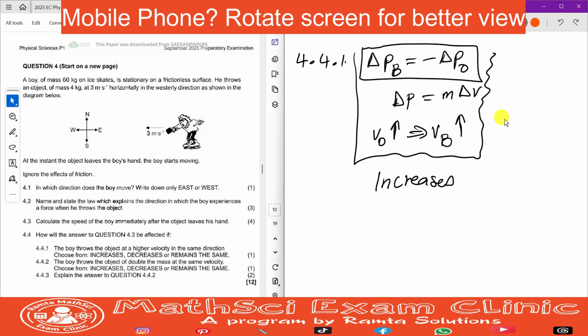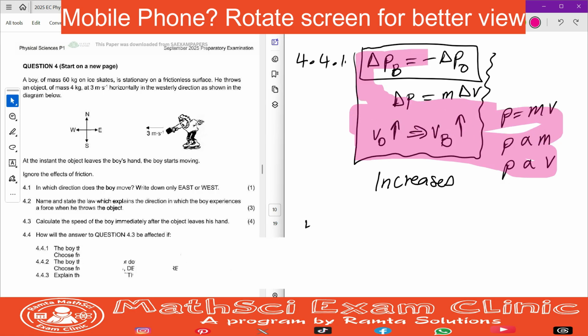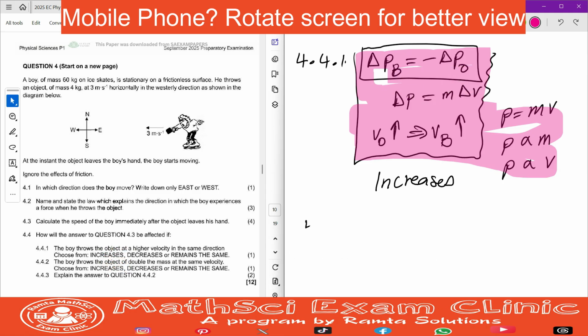You recall, guys, momentum is equal to mass times velocity. Momentum is directly proportional to mass. Momentum is also directly proportional to velocity. So if mass increases, momentum increases. If velocity increases, momentum increases. Now 4.4.2, let me just give it colors to show that it is not your submission. This is me helping you get your answer right.